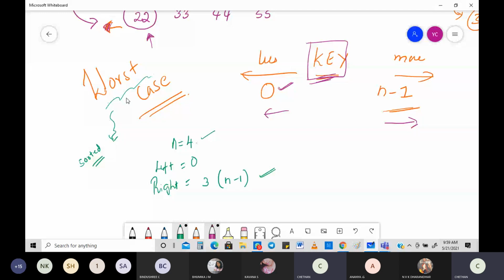Now for this, we're not going to end it here, right? We are going to figure out what is the time complexity of it. Now be careful, we have already found out the time complexity for the best case.